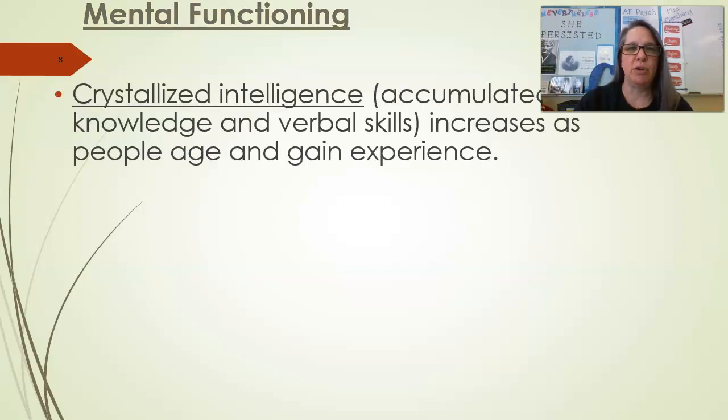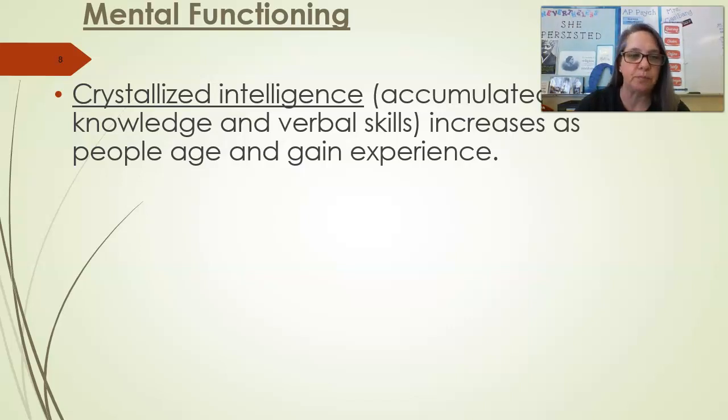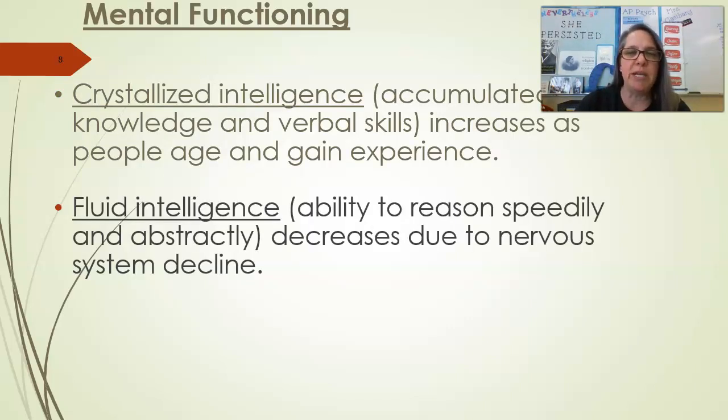All right, so mental functioning in adulthood. This should be a review because we did this already when we talked about intelligence back in Unit 2. But crystallized intelligence is your accumulated knowledge and verbal skills. This is just the stockpile. I always imagine just a big giant pile of knowledge. So the accumulated knowledge and verbal skills increases as you age. And then fluid intelligence is this ability to reason speedily and abstractly. So this decreases in age due to our nervous system decline.